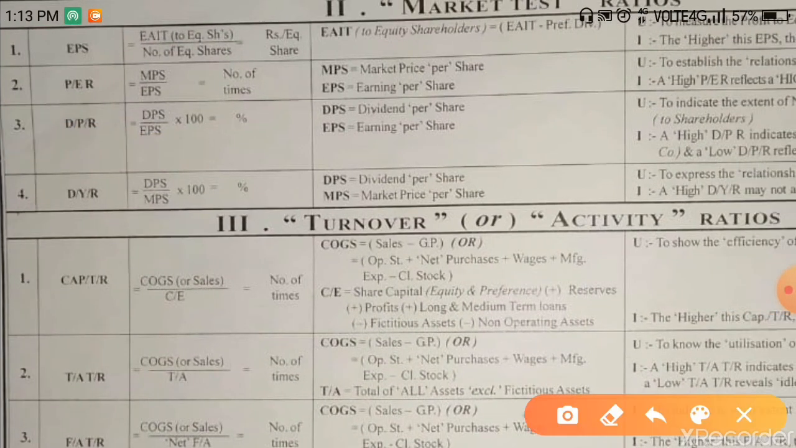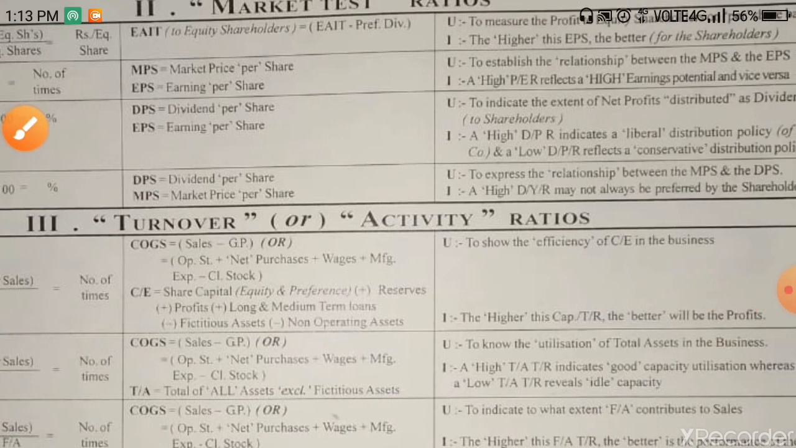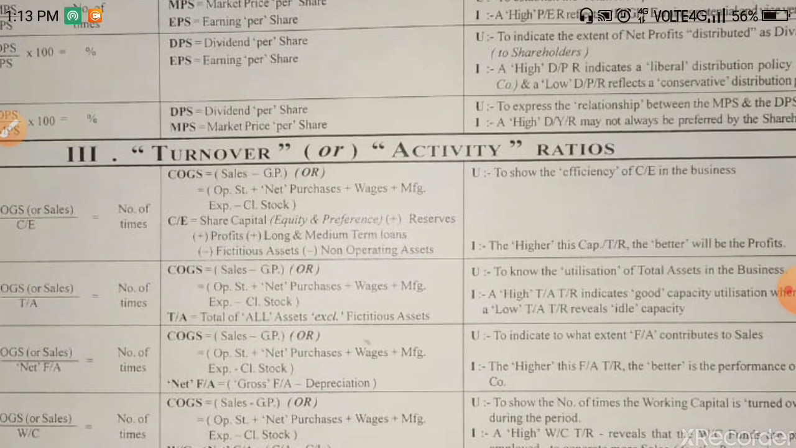Next, dividend yield ratio. Dividend yield ratio is nothing but DPS divided by MPS into 100. So it shows the relationship between dividend and the market price per share. A higher dividend yield may not always be preferable by the shareholders. If it is not too high then it is good. These are the various ratios.